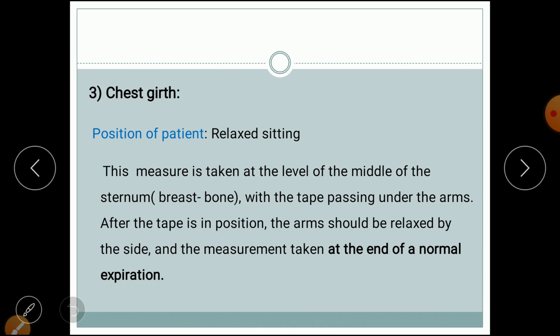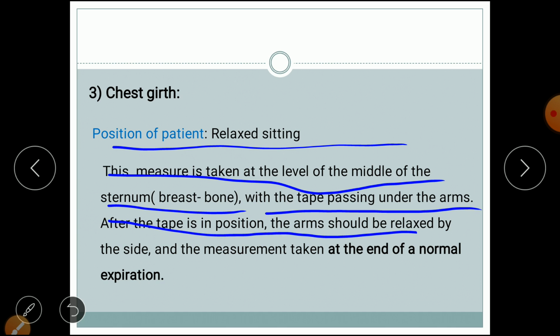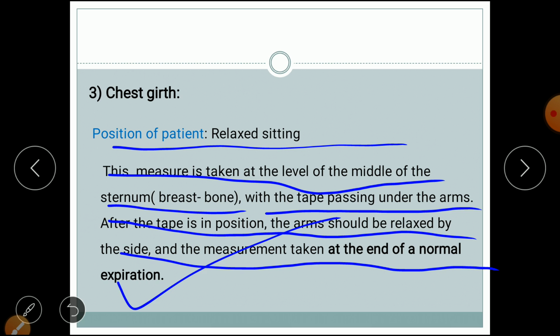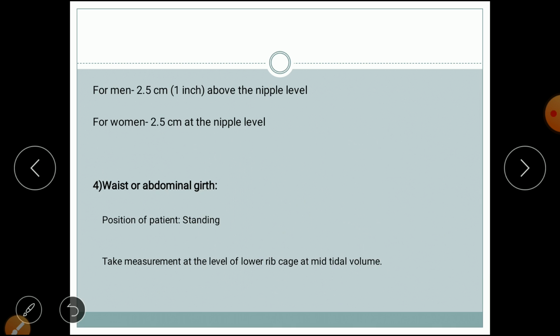Next is chest girth. The position of the patient is relaxed sitting, and the measure is taken at the level of the middle of the sternum, with the tape passing under the arms. After the tape is in position, the arms should be relaxed by the side and the measurement is taken at the end of a normal expiration. That means tell the patient to inspire, then expiration happens. At the end of expiration, when the patient is in the relaxed position, you have to take this measurement. So that is about the chest girth.